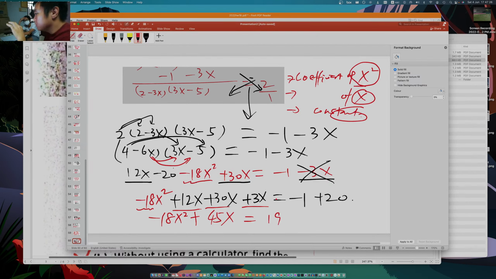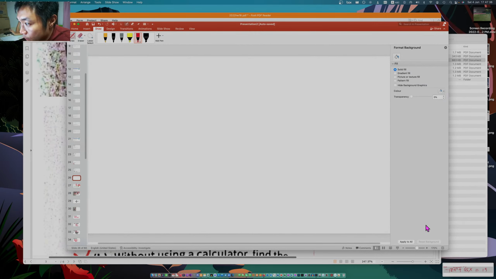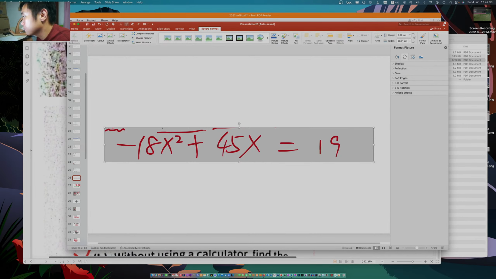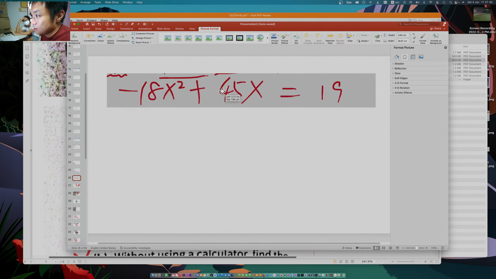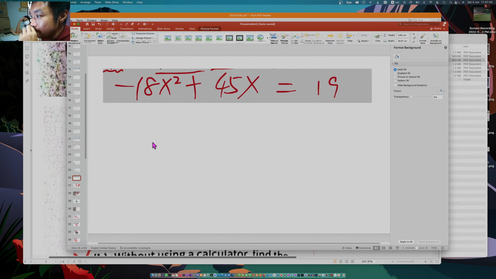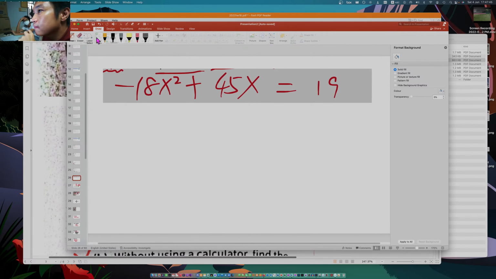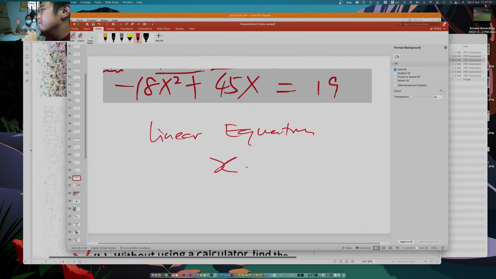Then now comes the interesting part already. You might not need to learn this, because this is not linear already. Just now what I said, linear means what? What's the meaning of linear? Linear equation means that the power of x is 1.